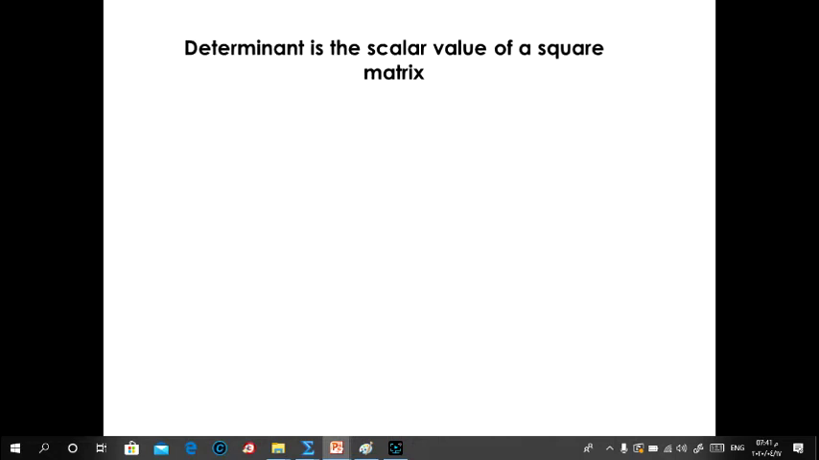Today we are going to talk about a very special concept, and it is called a determinant. The determinant is the scalar value of a square matrix. So when we have a matrix that is 2 by 2 or 3 by 3 and we need to find the exact value, we use something called a determinant. The determinant is just like the magnitude of a vector.